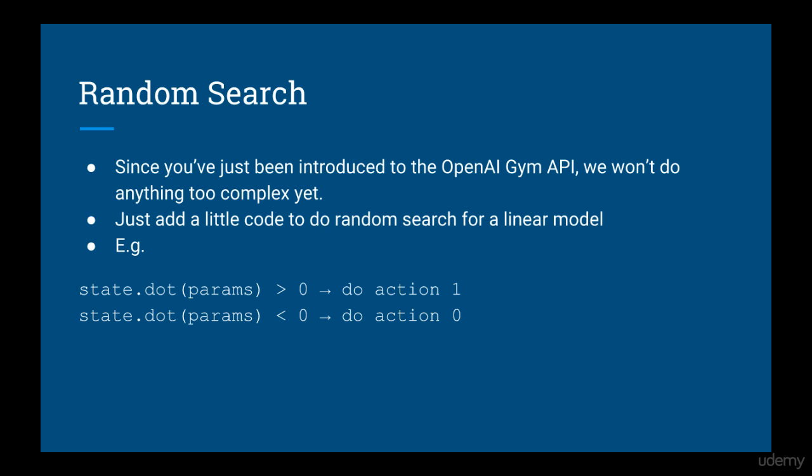In this lecture, we are going to add just a little bit of code to the code we just wrote to do a random search in the parameter space for a linear model. In other words, we are going to take our state S, dot it with a vector of weights W, and if this is greater than 0, we'll do one action, and if it's less than 0, we'll do the other action.